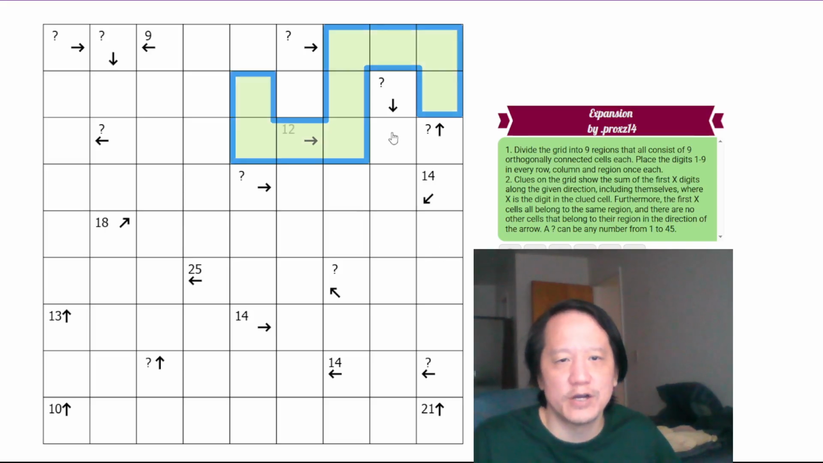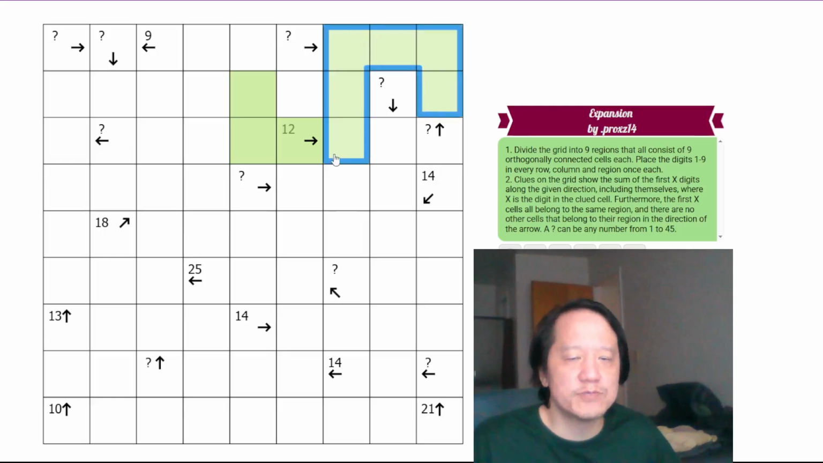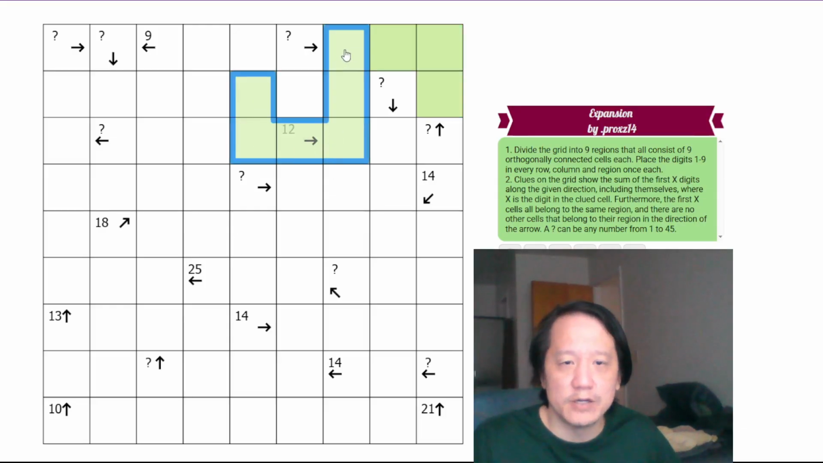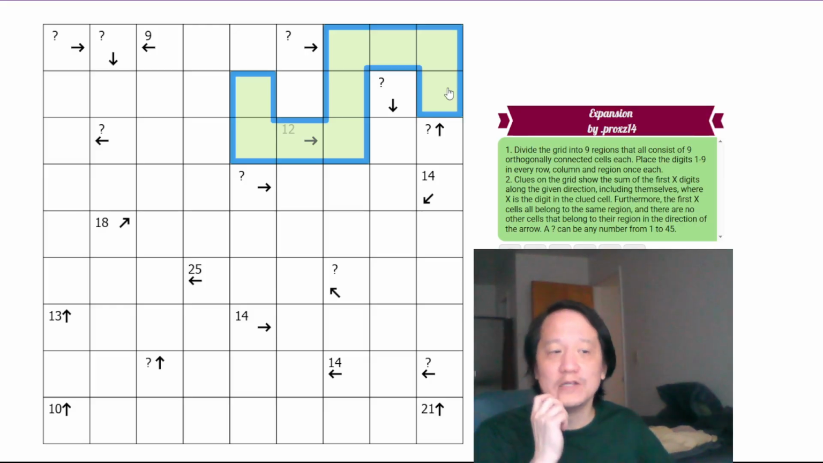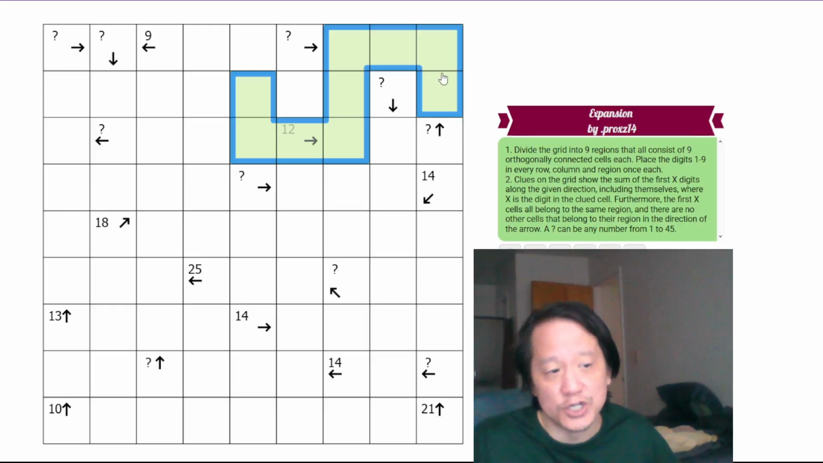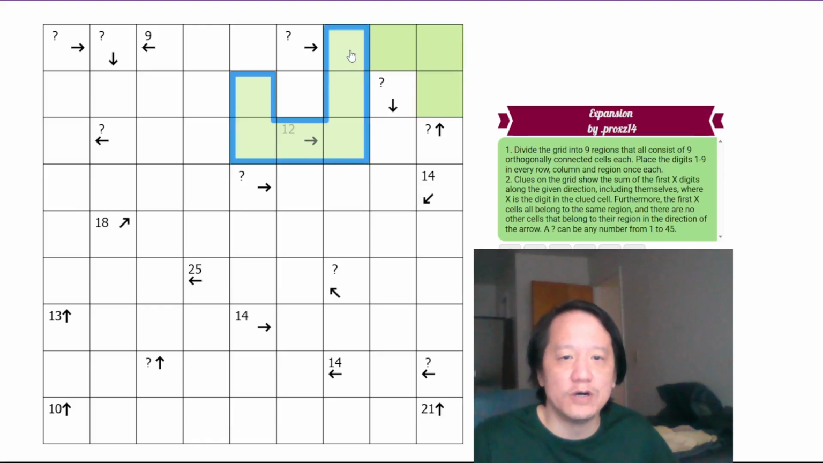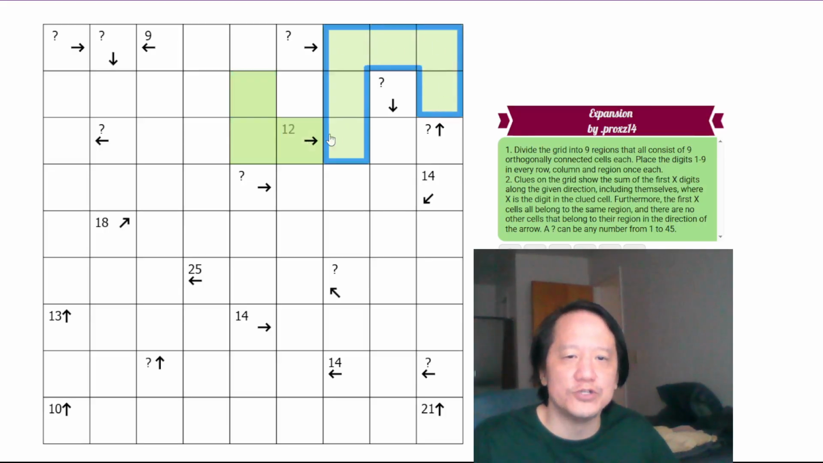What is an orthogonally connected region? It means it's a region where you can go from any cell in that region to any other cell in the region just by going through edges, all while staying within the region. So this is an example of a valid orthogonally connected region, because to get from any cell in that region to any other cell in that region, you can just go through edges while staying within the region.